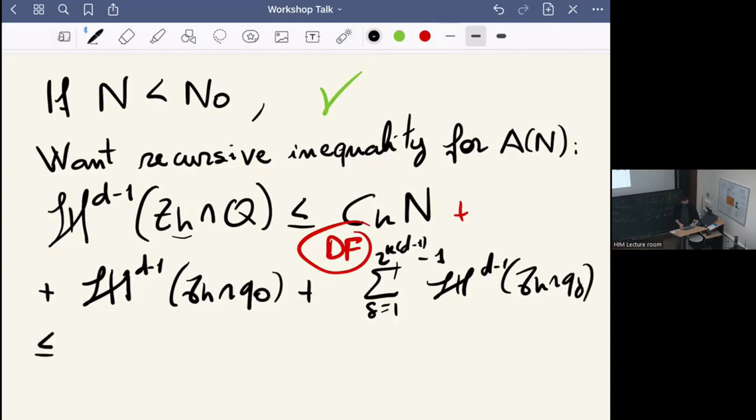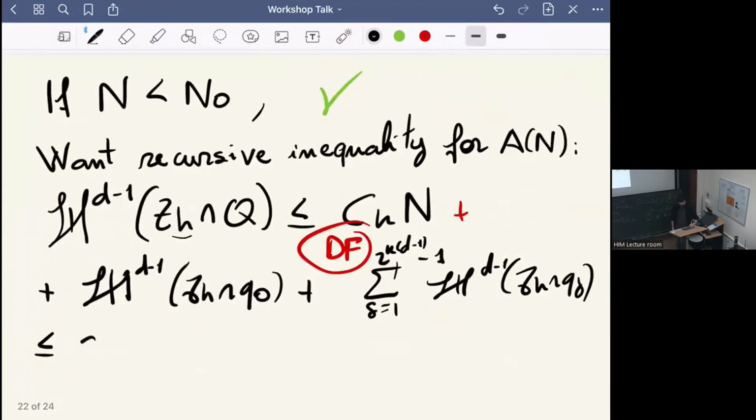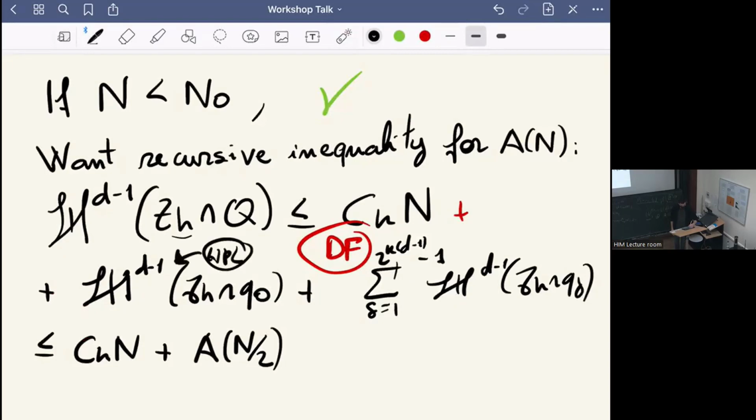Here I just applied the definition of A(n). That's why I took these sups over all these cubes, because then I can use it here. So I keep this C_k n. And then here, what do I have? I have A, but at the frequency n over 2, because this was the special cube given by the hyperplane lemma. And then I have to scale by the side length of the cube, sorry, side length to the d minus 1. And here I don't know anything better about the doubling index. I know that it's just bounded by A(n), with the right scaling. And again, I have to rescale.